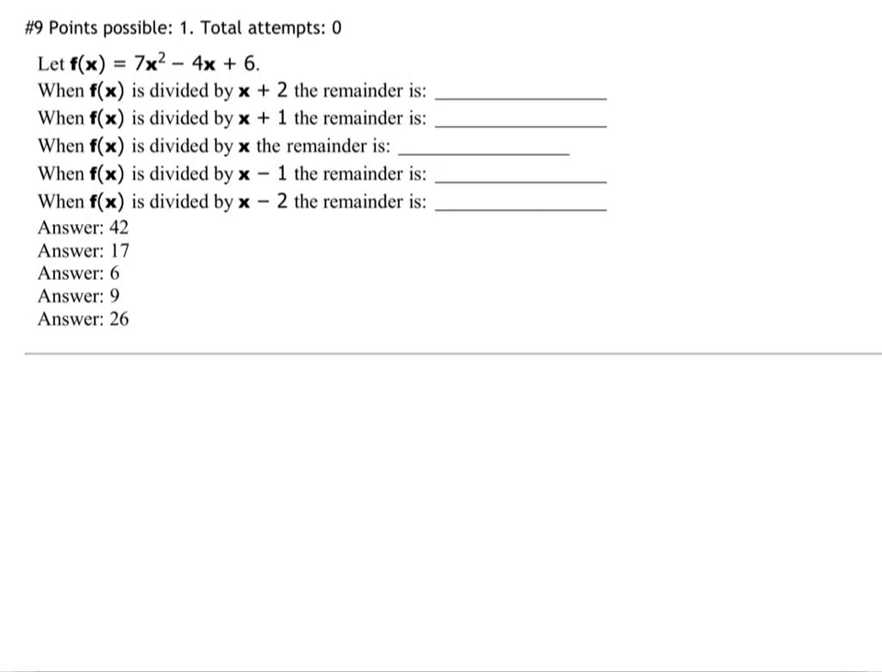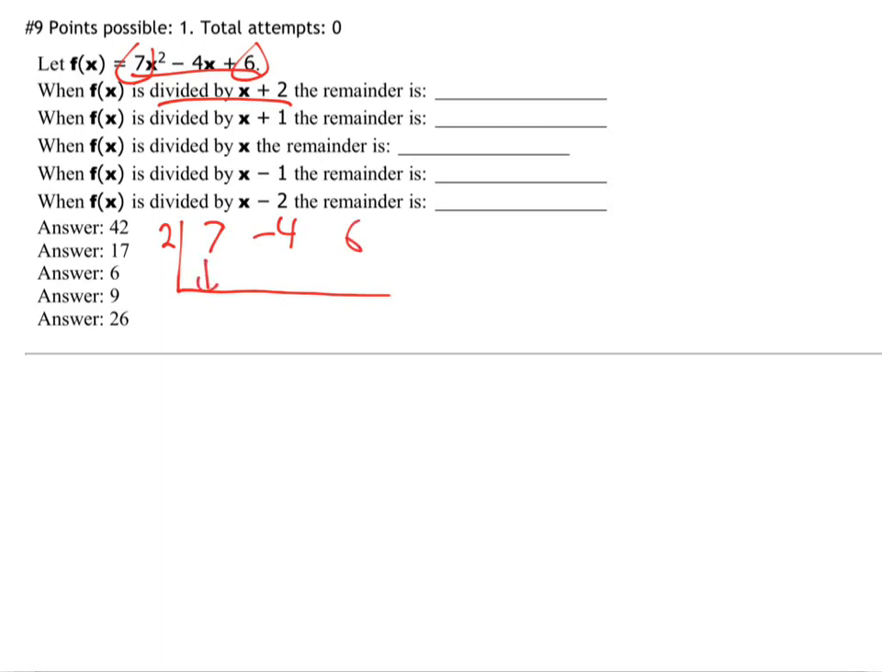Number 9 should be much easier. 8 was the hardest one. Number 9, they're saying take that function and divide by x plus 2. So we can do that easily enough. We just put a 2 here, take the function, 7, negative 4, 6, and we'll divide.